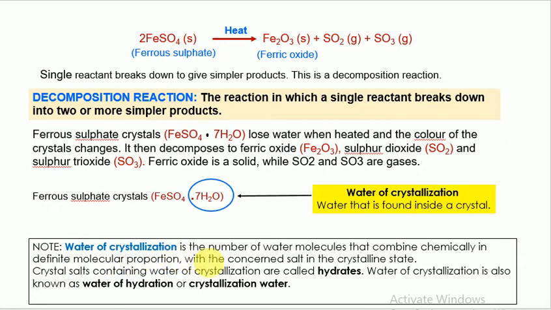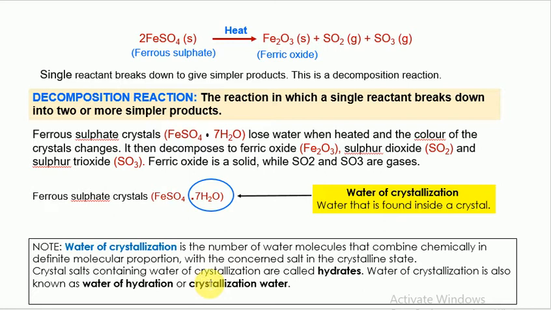So water of crystallization you can define as the number of water molecules that combine chemically in definite proportion with the concerned salt in the crystalline state. When the concerned salt is in a crystalline state, some salts trap water inside their crystals, and that water is known as water of crystallization, and it is of definite proportion.